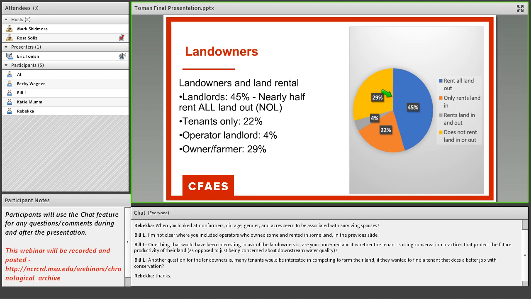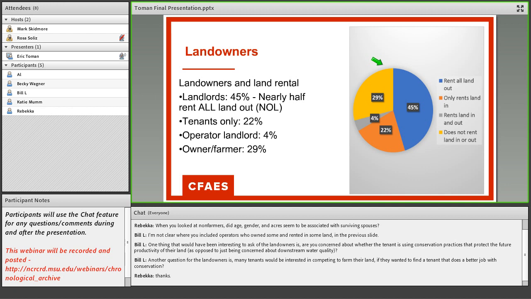But those who rented in land, some of them rented in a substantial amount of land, and so they would have high amounts of acreages that were rented in. That's a good note to check this, and if you want to send me a message or even put your name here, I can follow up with a better differentiation on these. Thanks for asking that.